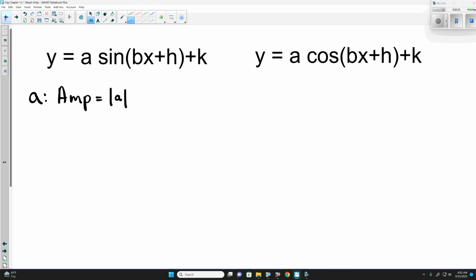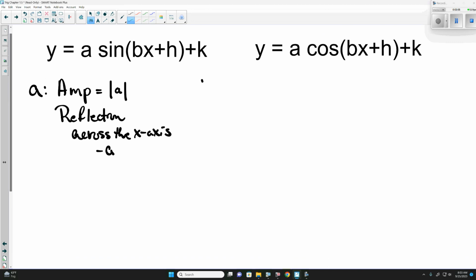Now it also can tell us if there's a reflection across the x-axis. There's a reflection across the x-axis only if A is negative. If we have a negative sign in front of sine or cosine, then it's going to be a reflection across the x-axis. Any other value is going to tell us the amplitude. Same thing's true with cosine.